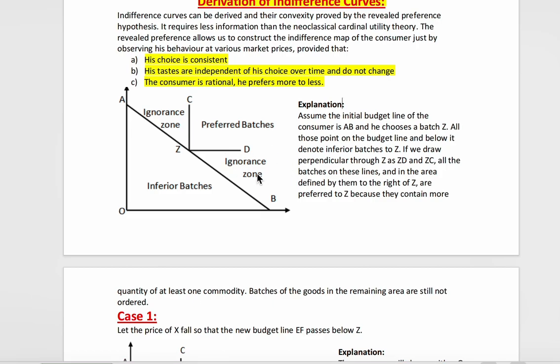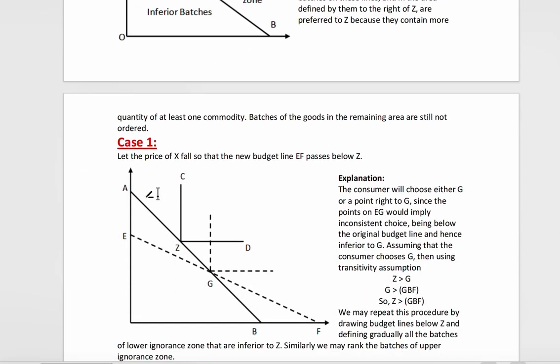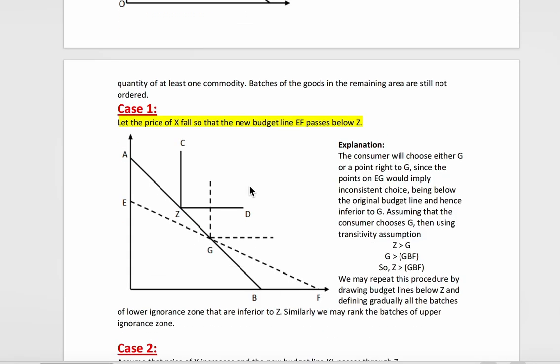So it is the ignorance zone. And CZD, the area enclosed by CZD, is the superior bundle. Suppose the price of the yolks falls. As the price of the yolks falls, the consumer will be purchasing more quantity of yolks. The initial bundle of quantity of yolks will be here, and as a result of the price fall in the yolks, the consumer will be purchasing more yolks as the budget line swings outward to x and inward to y.